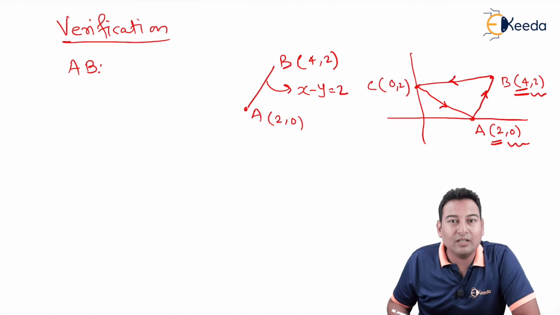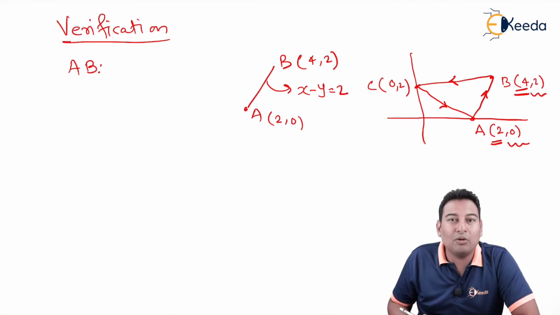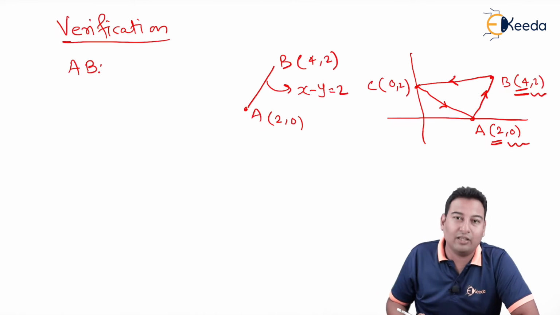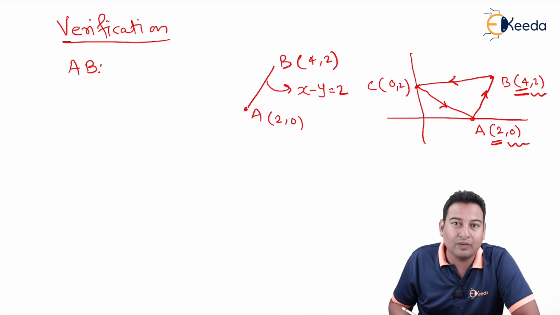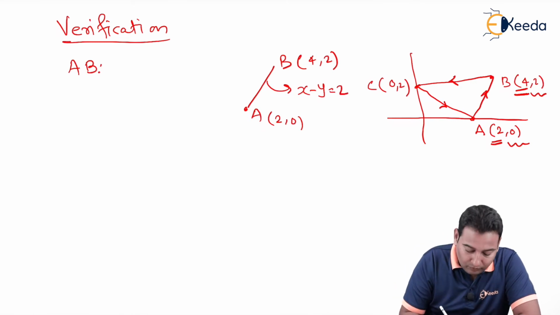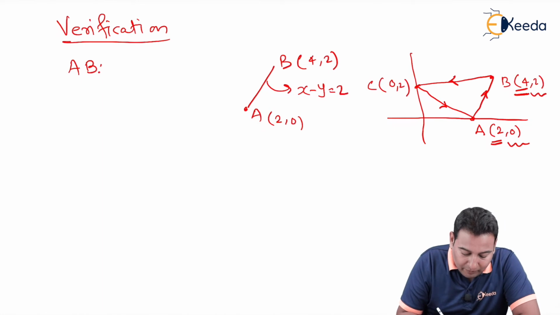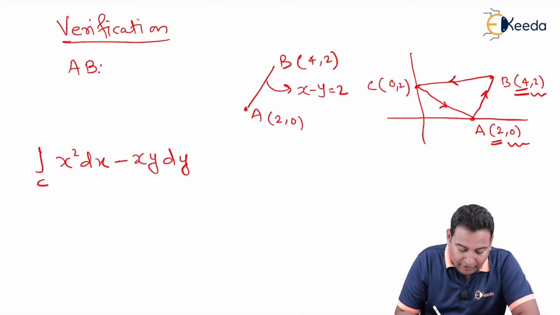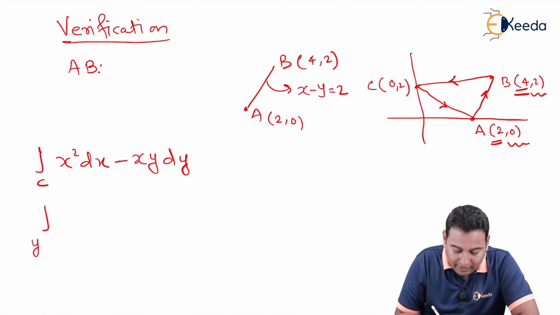Since both are changing, the choice is ours. We can either convert the entire problem into x or entire problem into y. We can integrate with respect to any variable. Let me go ahead with y. You can go ahead with x also. Here I am integrating with respect to y. My original problem is x square dx minus xy dy. Let me integrate with respect to y. Y limit is from 0 to 2.